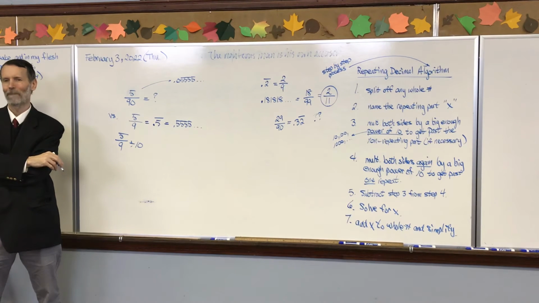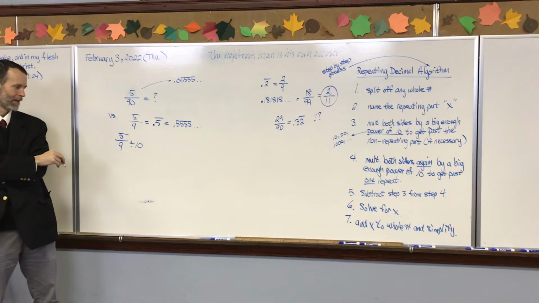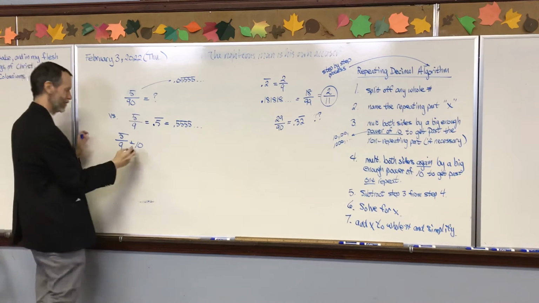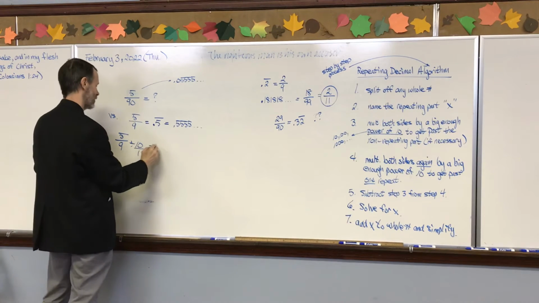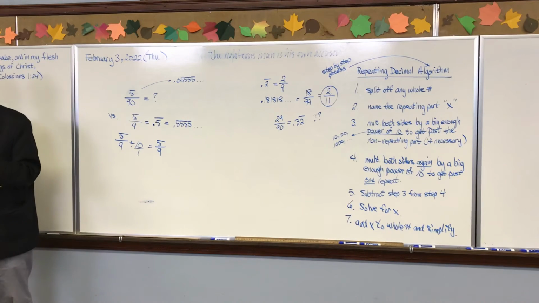Could you figure it out? I'm not getting you out of this. You do it. You got 5 over 90. How do you get it? You do the reciprocal of 10. What is the reciprocal of 10? 1 over 10. So let's do it. 5 over 9. Dividing by a whole number, you can always make it a fraction.